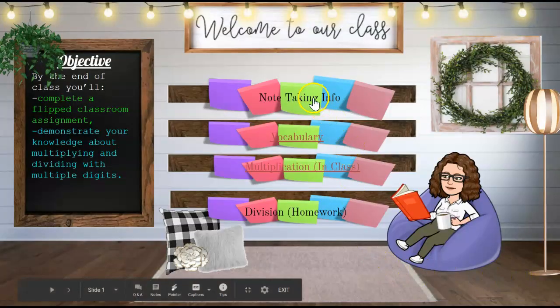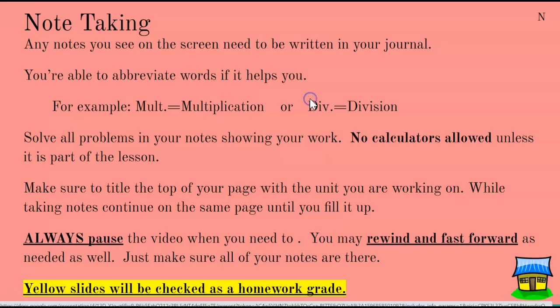Okay. So let's go ahead and start with what is required for note taking. Remember, when you have a slide that is this rose color, that is your note taking page that needs to be inside your journal. When you're taking notes, you can always abbreviate. So for example, MULT for multiplication or DIV for division.